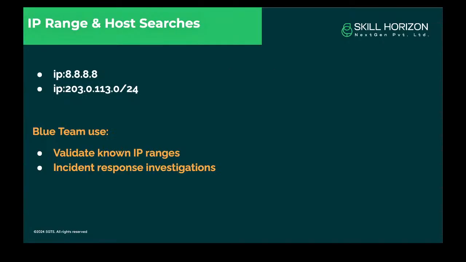Now, if you want to check with IP ranges, suppose you have any IP or want to search any host, then you can use this filter called IP and then your IP address, or if you have a range of IPs, then you can provide it in CIDR format also. Okay, so Blue Team particularly uses these queries for validating known IP ranges, incident response investigations, and more.